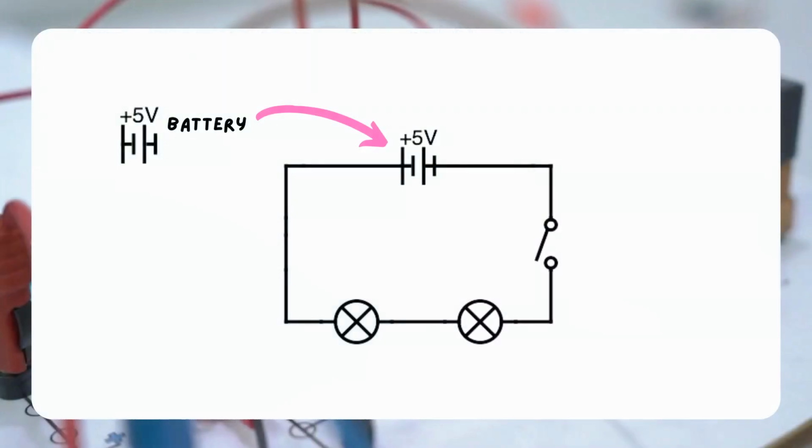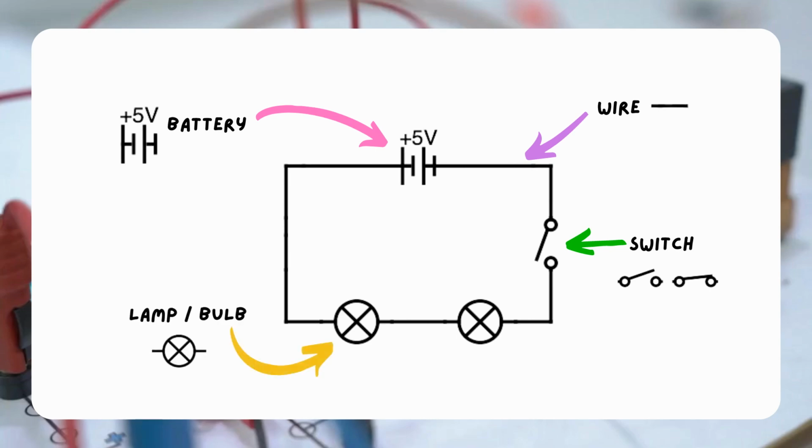A battery is symbolized by a couple of lines where one line is longer than the other. A wire is denoted by a simple line connecting the different symbols. A switch is shown as a break in the line with a small line extending at an angle. A large angle represents an open switch, while a small one represents a closed switch. A lamp or light bulb is represented by a circle with a cross inside it. These standardized symbols enable clear communication about circuits between engineers, electricians, and anyone studying electronics.